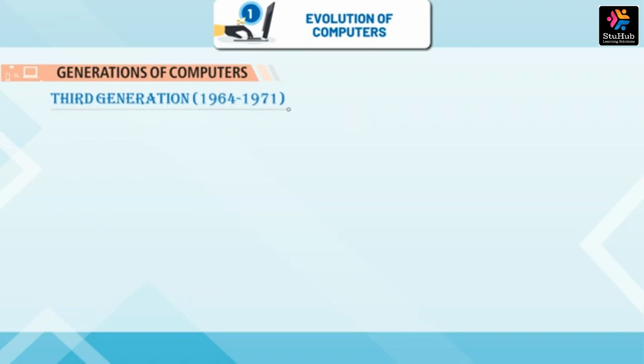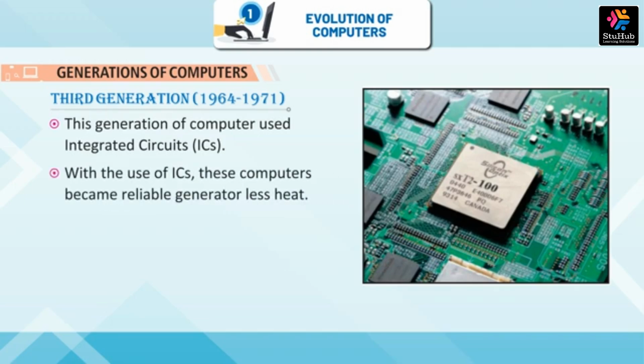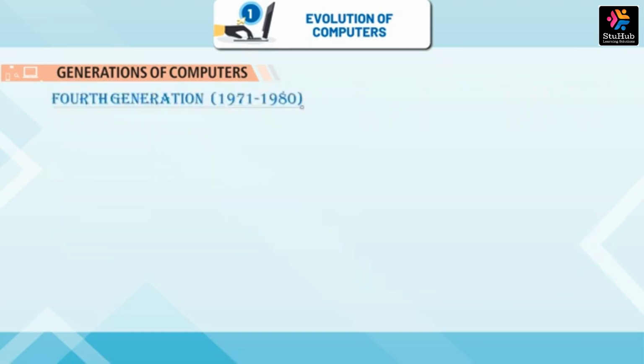Third generation, 1964 to 1971. This generation of computers used integrated circuits, ICs. With the use of ICs, these computers became reliable and generated less heat. These computers were small in size, fast, and very little maintenance was required.